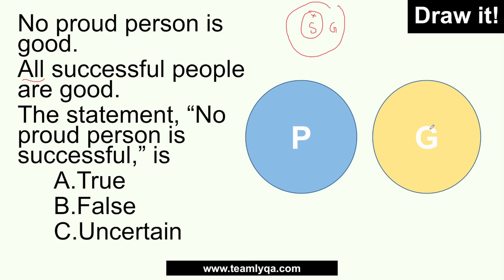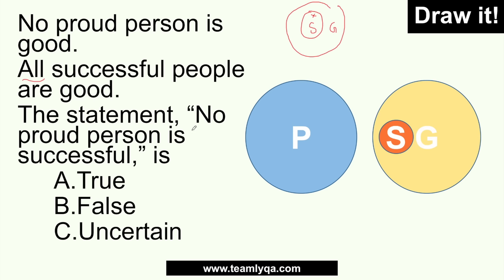So, anong mangyayari dito? Dahil meron ng existing na G dyan, etong bilog na to pwede ko i-incorporate dito sa drawing na ito. So, maglalagay lang ako ng mas maliit na bilog na, i-labelan ko na S. So, yan ay mga successful people. All successful people are good. Wala nang idodrawing kasi wala nang sinabing statement.